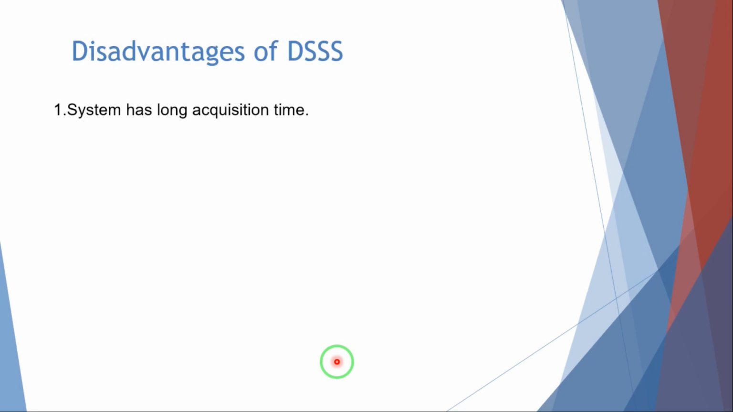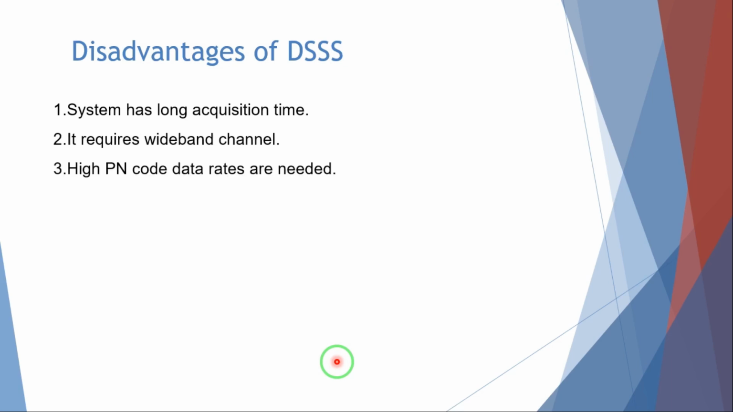Next, the disadvantages of DSS. It is a system that has a long acquisition time. It requires a wideband channel, and high PN code data rates are needed.